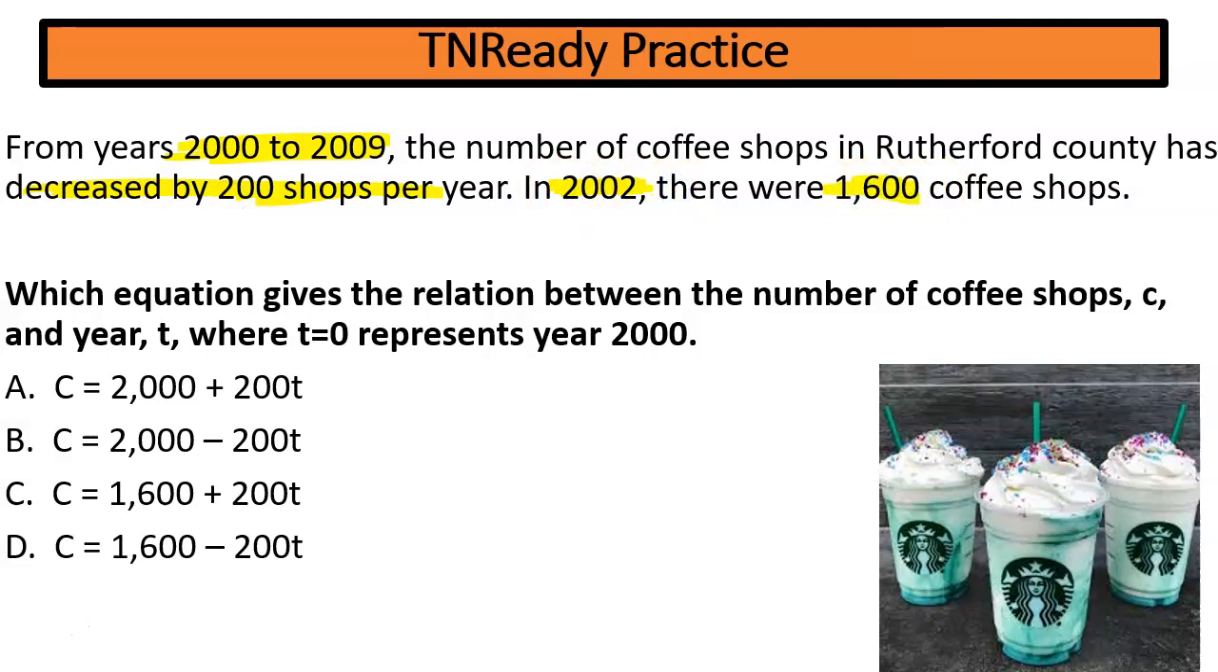Which equation gives the relation between the number of coffee shops, C, and years T, where T equals 0 represents the year 2000? All right, so a couple things here. First of all, T equals 0 would be the year 2000. Because remember, in a table, my initial value is where x is equal to 0, so 0, comma, whatever is your initial value or y-intercept. So we're going to use the year 2000 as being T equals 0.